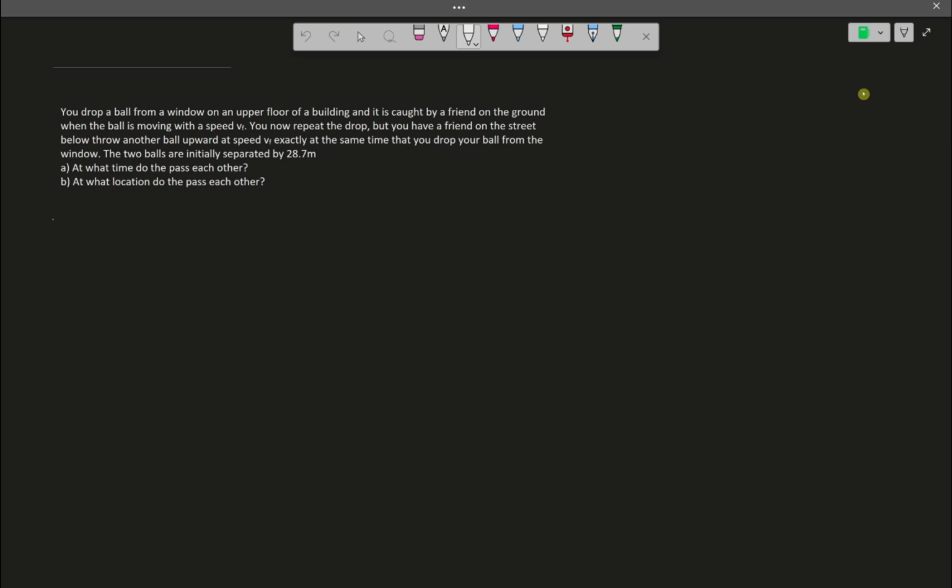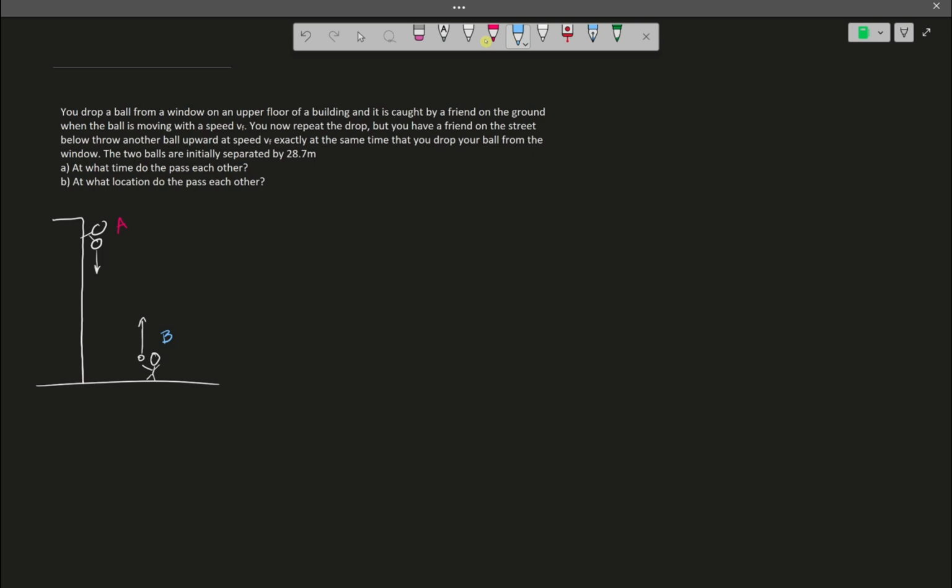So I'm going to go ahead and draw a picture of this. So I'm sitting out here, hanging out this window safely, and I am going to drop a ball down to the ground. I then have a friend down here who is going to throw a ball upwards. So I'm going to label this ball A, and this is ball B. Because these are two different objects, I'm going to consider their motions separate from each other.